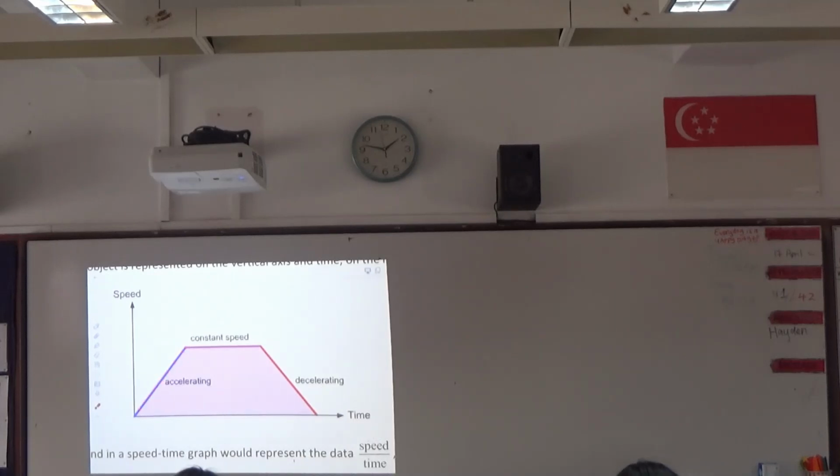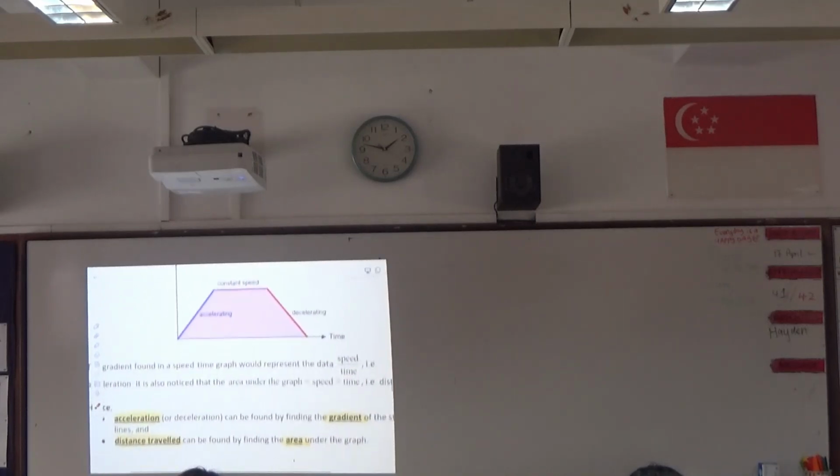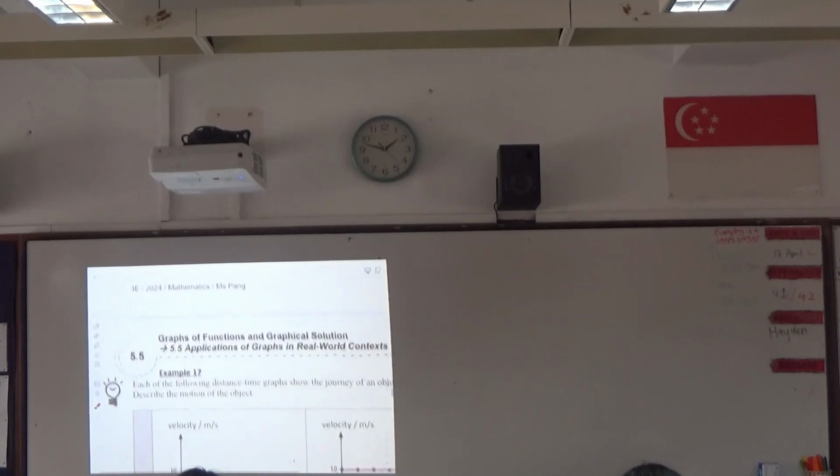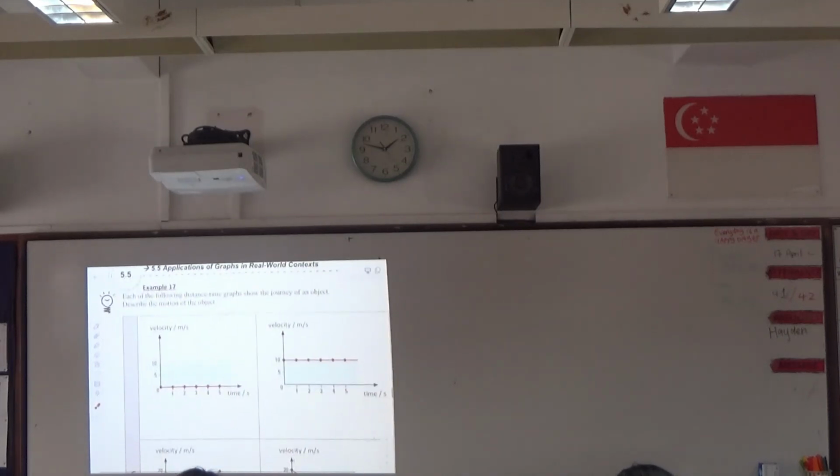Constant speed is represented by a horizontal straight line, because constant means that it is the same, so over time the speed is the same. So over time here, we see that the speed is always the same. That's why this is categorized as constant speed. There are more details when it comes to speed time graphs, for which I'll look at example 17, I think it's on page 18.